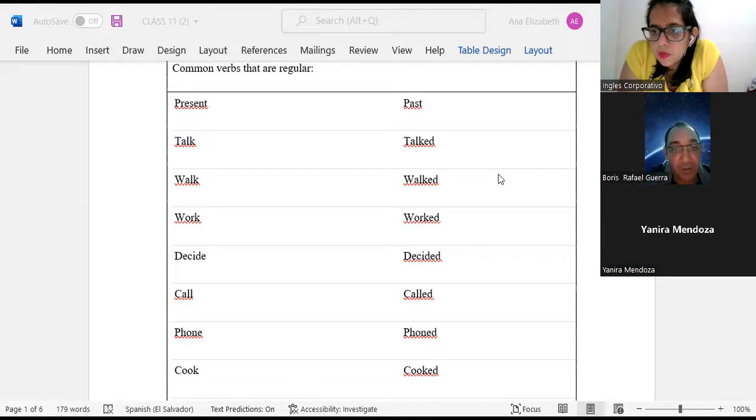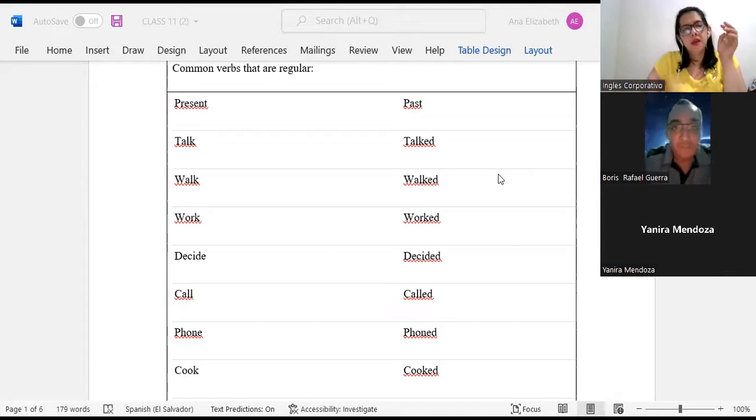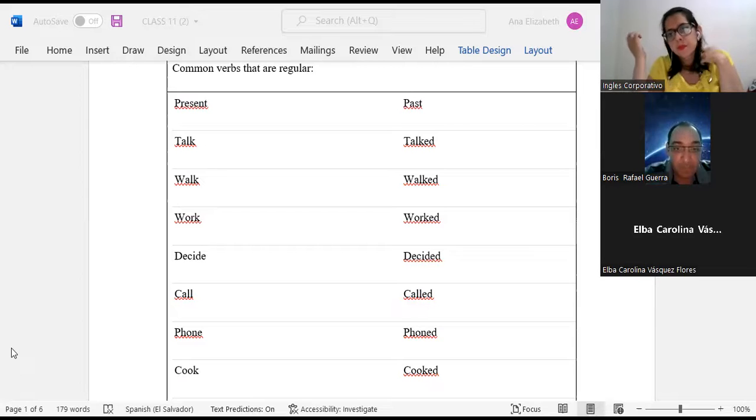Por ejemplo, en el presente llama. Y en el pasado es llamó, ¿verdad, Carlos? Called. Se agrega ed. Siempre se agrega ed para diferenciar el presente del pasado. En este caso sí, porque son regular verbs. Acuérdese, la columna izquierda, present. Right, derecha. Es la misma, digamos, este va con este, este con este, este con este, ¿sí? ¿Ok?